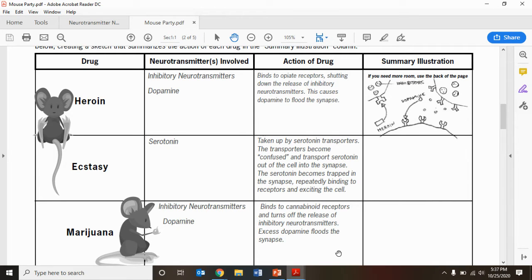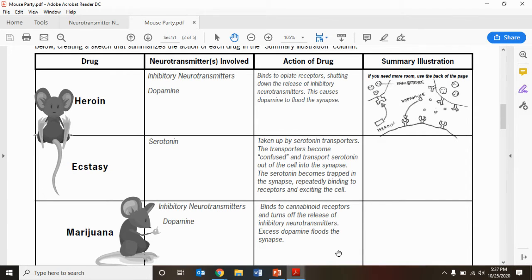So looking at heroin, that is an opiate. It's going to mimic morphine, and it's going to primarily deal with the neurotransmitter dopamine. What it does is cause dopamine to flood your synapse. When we go back and do the neurotransmitter chart, I'm going to reference this so we can look at the drugs and what that would do to you. But just know that heroin is an opiate and it deals with dopamine.